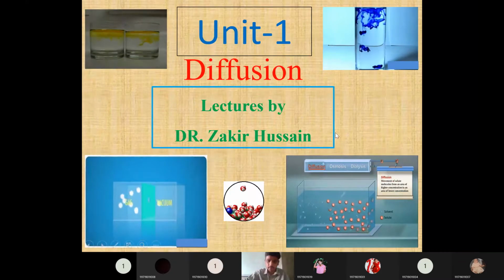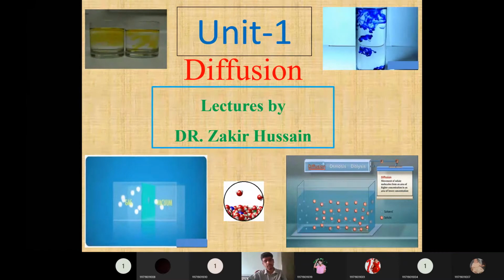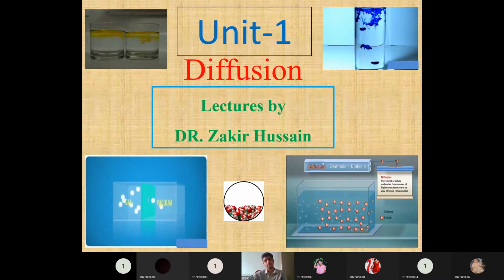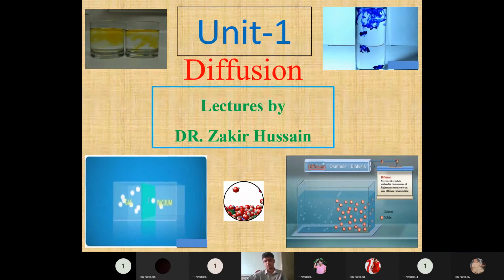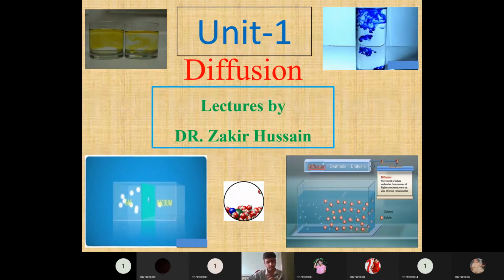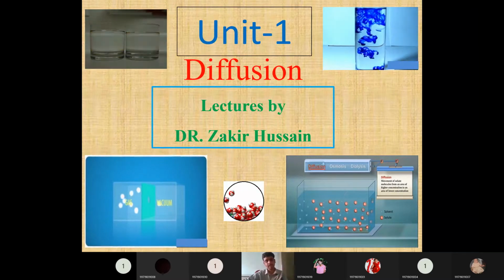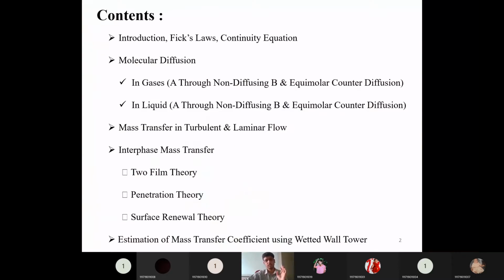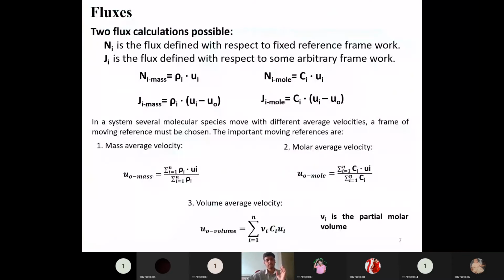So until the last class we have seen the mass transfer coefficients. Now we will see how to measure this mass transfer coefficient using a wetted wall tower. That is an experimental setup. A wetted wall tower is nothing but an experimental setup in which a mass transfer coefficient can be measured. So how to measure that, we will see.